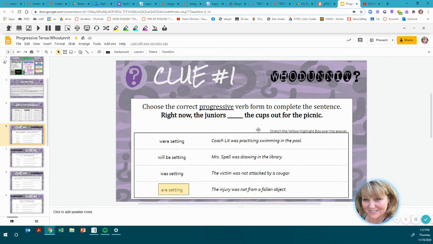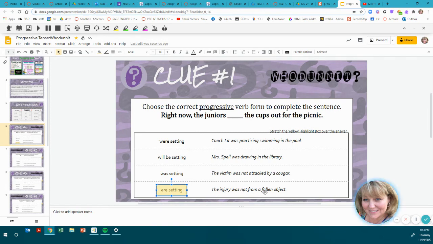So right now, the jurors were setting, will be setting, was setting. So were setting is past. Will be setting is future. Was setting is happening in the past. They are setting is happening right now. So that means I'm going to take this highlight, move it over the correct answer, and I know I have a clue now. So this is the right now, the jurors are setting the cups out for the picnic.